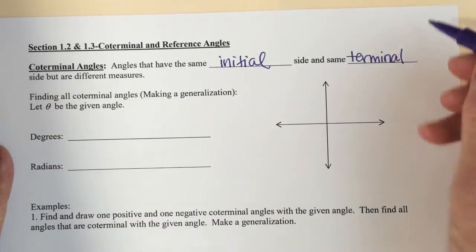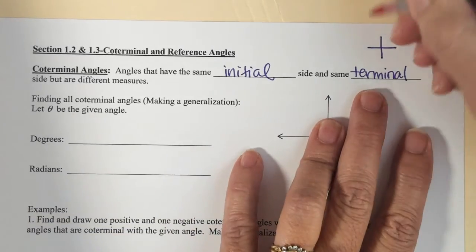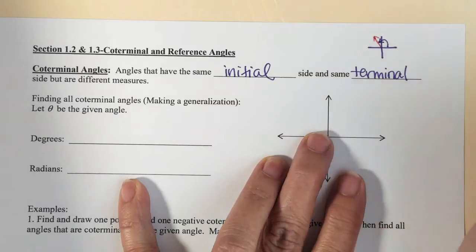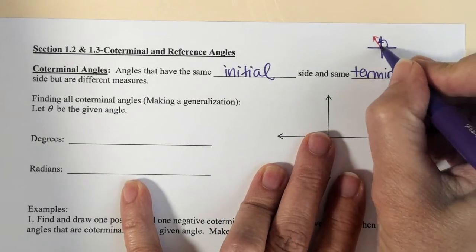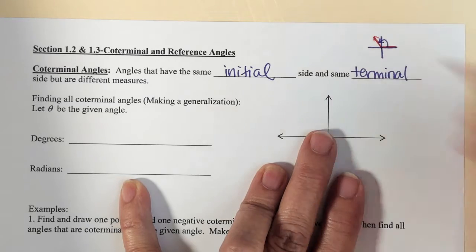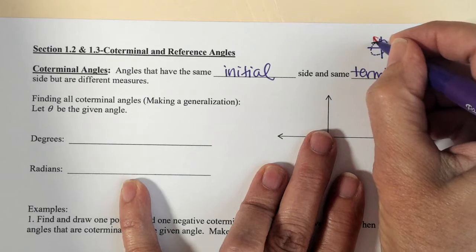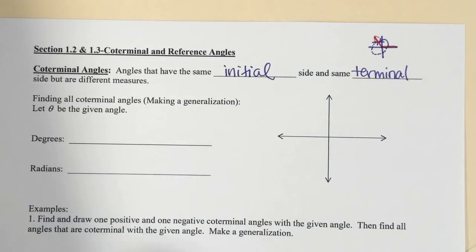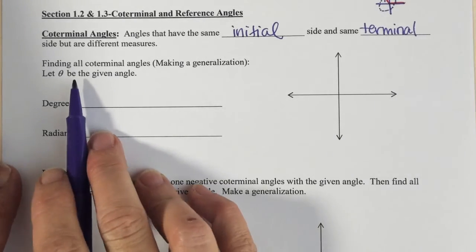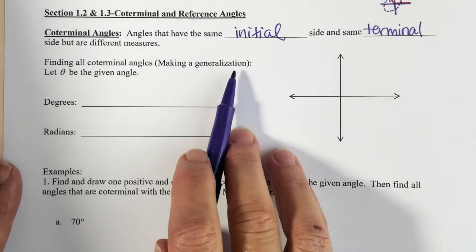So I could have an angle here, and let's say that's 120 degrees, and my initial side is here, my terminal side is here. But I could also measure that in a clockwise direction and get a negative. So that's the kind of thing we're going to be talking about here. So finding all coterminal angles and making generalizations is our goal.